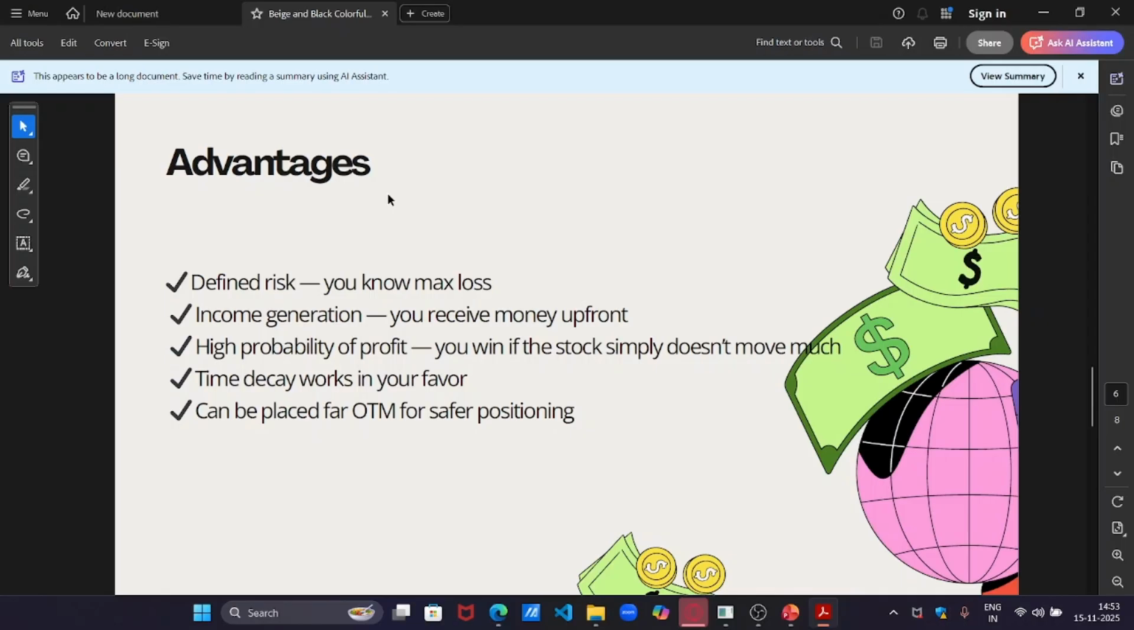So it can be done at the money. You can create these spreads near the strike, so at the money, near ATM, and you can go for OTM options to be on the safer side, with less risk. We'll see that in the payoff chart.